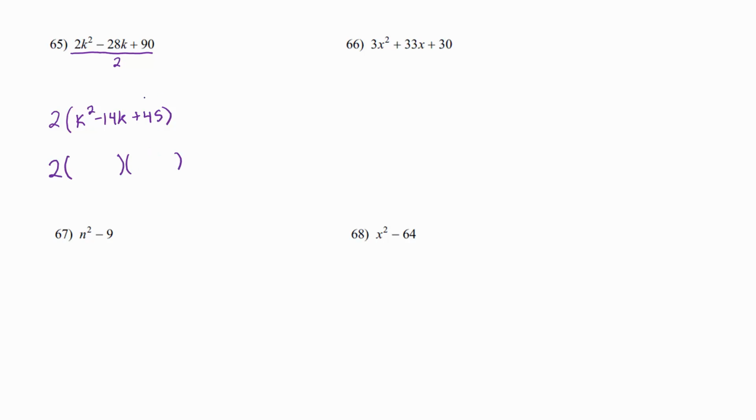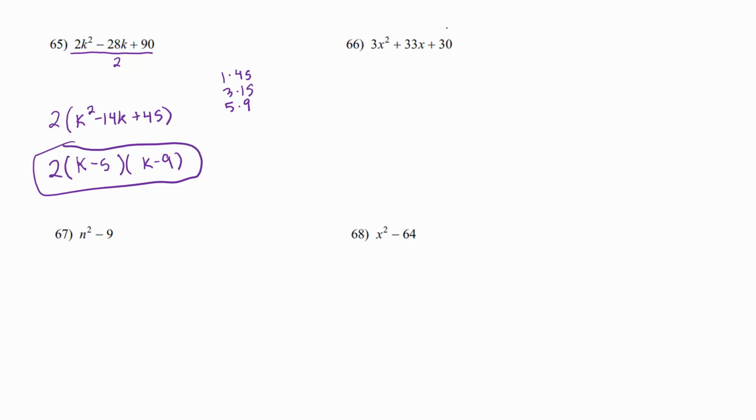And it probably will. And so what multiplies to get 45 and adds to get negative 14? So 1 and 45, 2 doesn't divide, 3 does, 4 doesn't divide, 5 does, and that's it. So 5 and 9, if I could add those together, would get 14, so I need to make them both negative, k minus 5 and k minus 9. And that 2 just hung out in the front because we divided by 2 at the beginning.